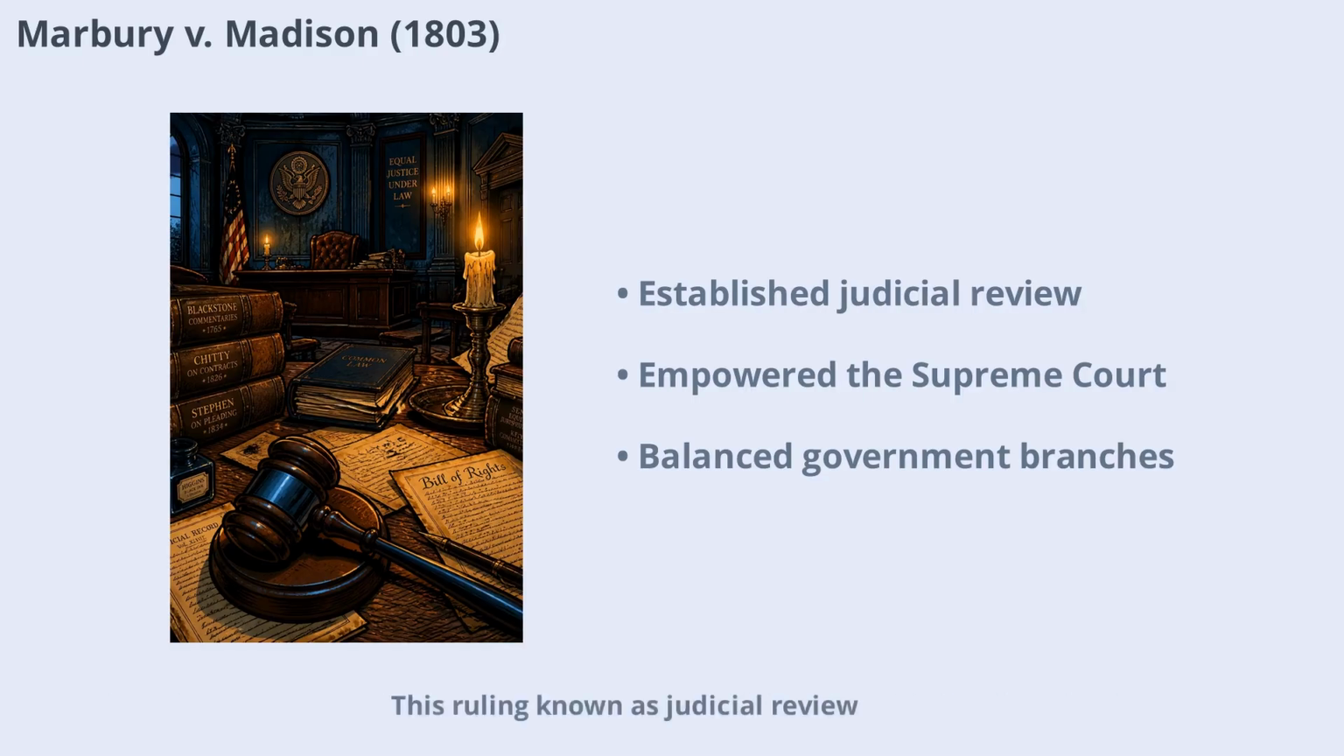This ruling, known as judicial review, transformed the Supreme Court from a minor political actor into a co-equal branch of government. It set the foundation for the court's role in balancing the powers of Congress and the president, ensuring that no law could stand if it violated the Constitution. This decision permanently reshaped American democracy.